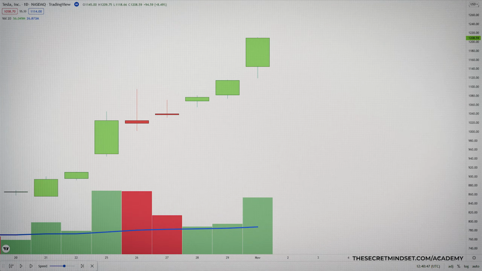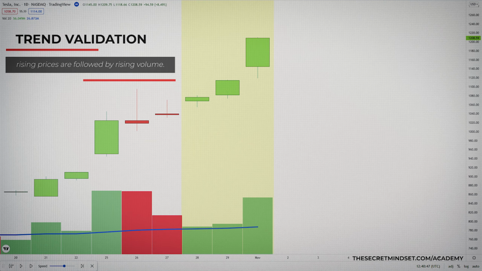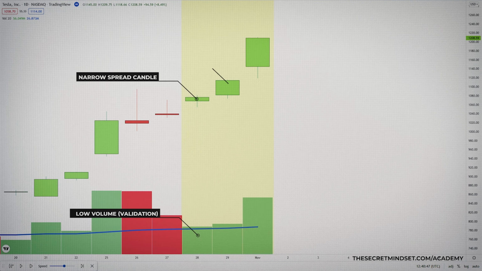In this example, we have a bullish trend developing in a rising market. And what is obvious is that rising prices are followed by rising volume. This is exactly what we would expect to see. The first candle forms a narrow spread up candle with low volume, which is fine. The volume validates the price, no divergence here.